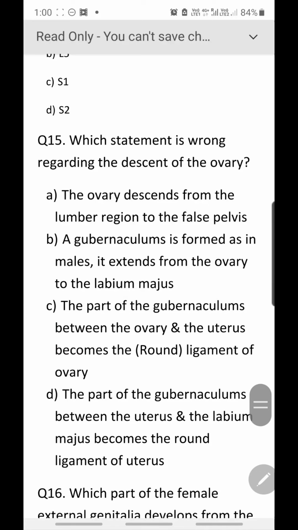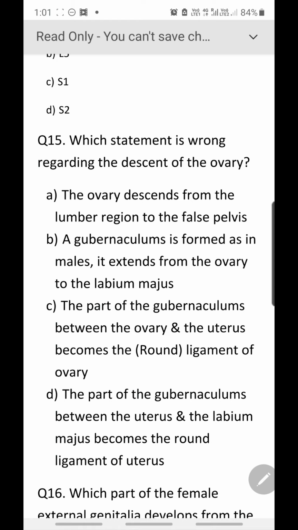Then which statement is wrong regarding the descent of ovary? The ovary descends from the lumbar region to the false pelvis. A gubernaculum is formed as in males. It extends from the ovary to the labium majus. The part of the gubernaculum between ovary and the uterus becomes the round ligament of the ovary. The part of the gubernaculum between uterus and the labium majus becomes the round ligament of uterus.